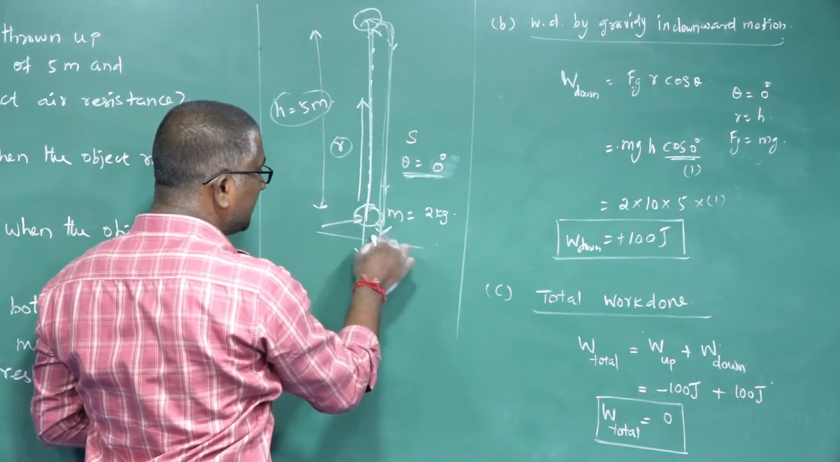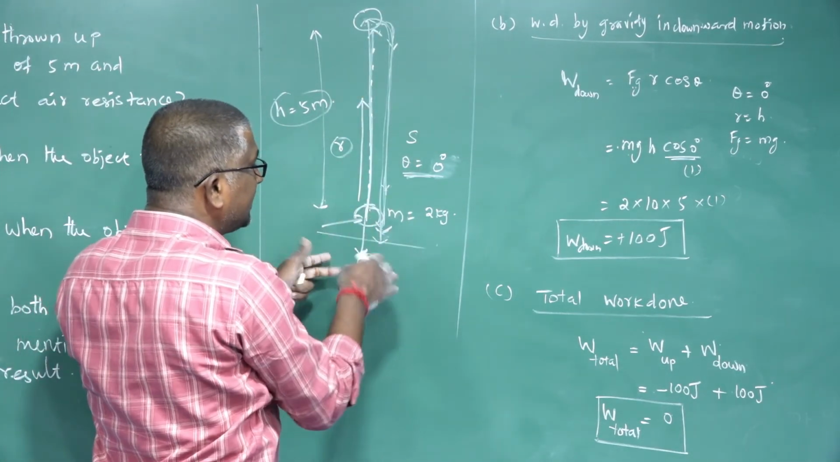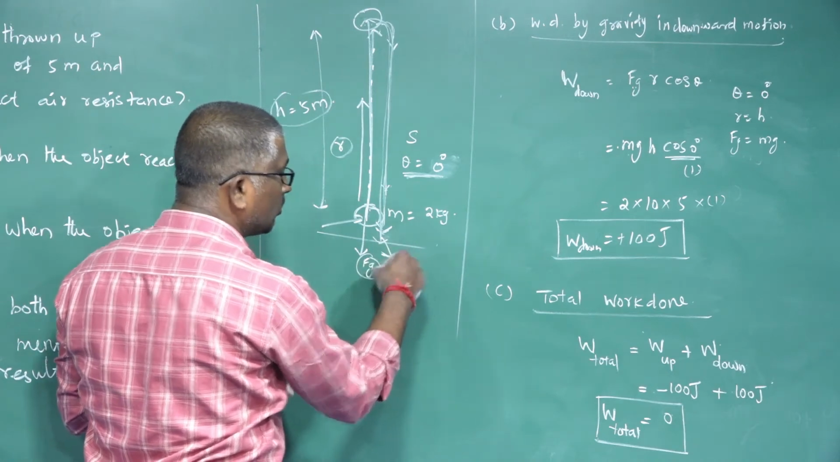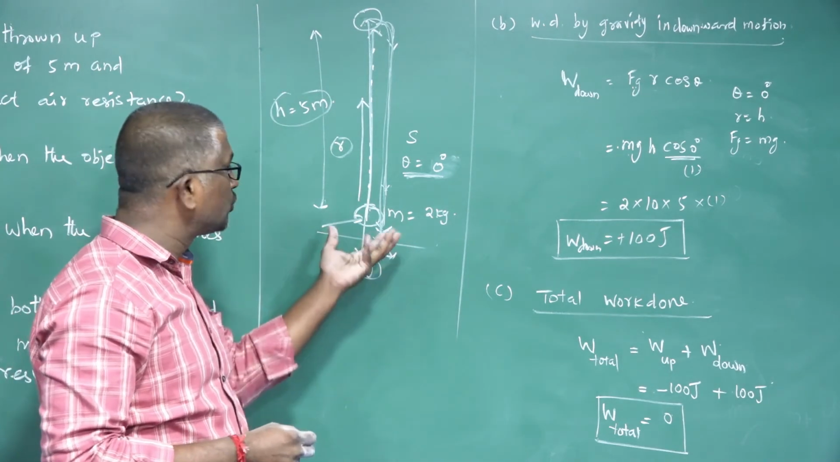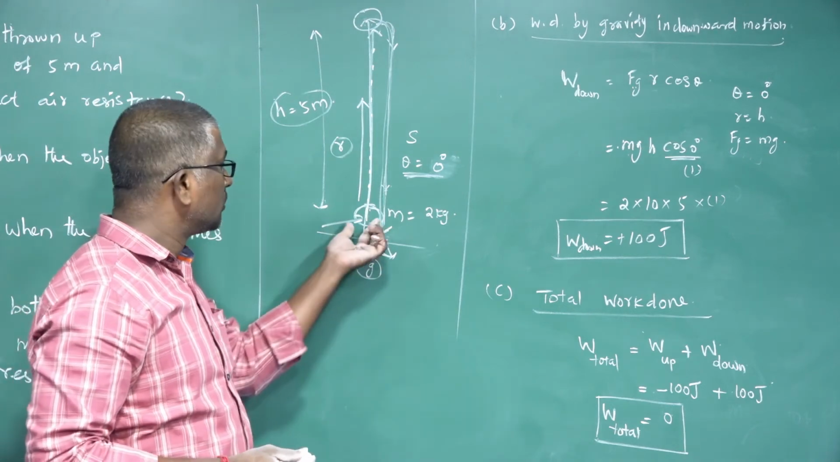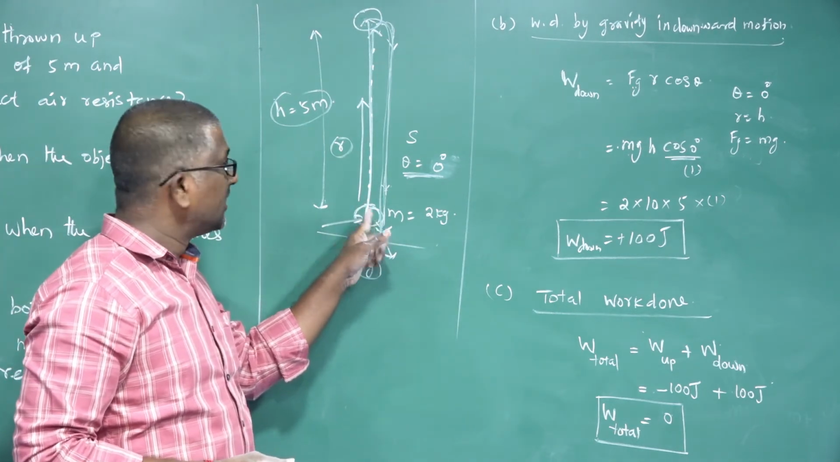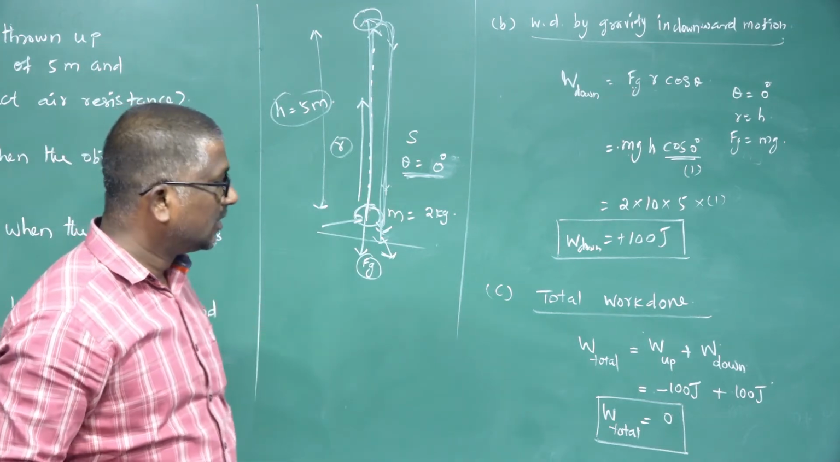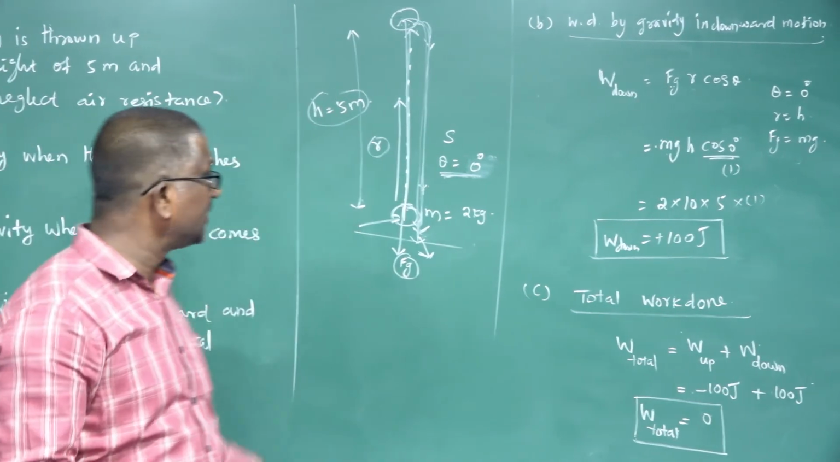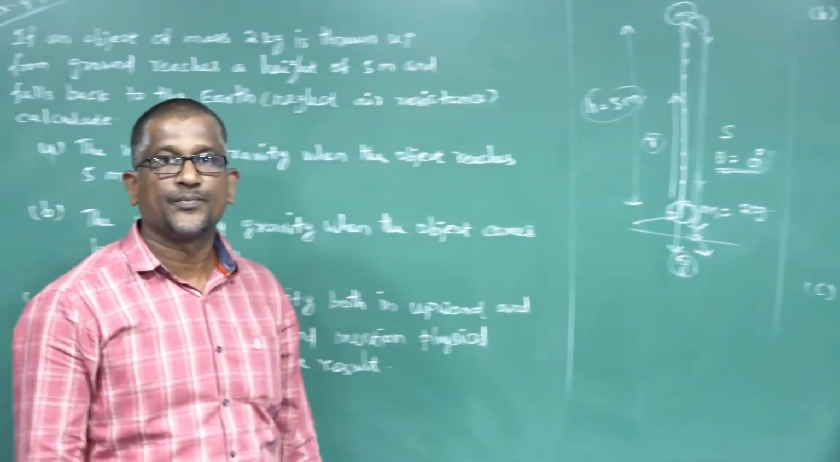When the object reaches the ground, the energy is completely transferred to the ground. So the total energy used is 0. The gravitational force does not transfer any energy to the object. This is important, that means a physical significance in this problem.